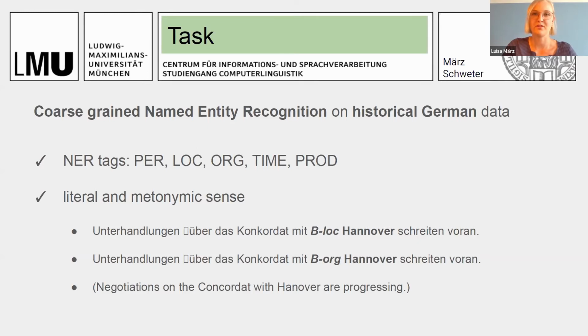So for those in the audience that may not be too familiar with that topic, here is a super short example for metonymy. You have the sentence: negotiations on the Concordat with Hanover are progressing. And depending on the context, Hanover can be considered as a location or as an organization.